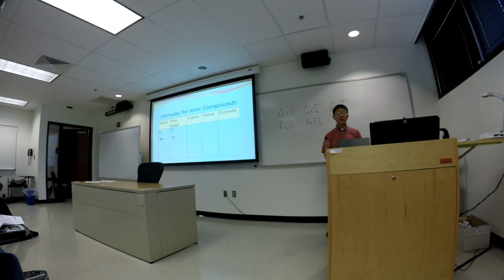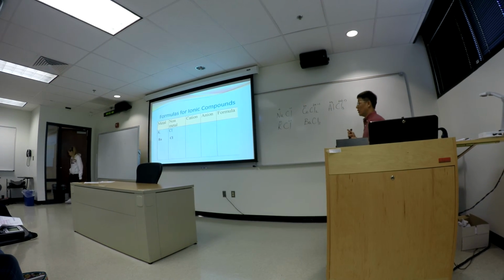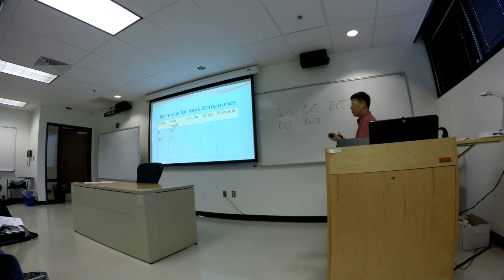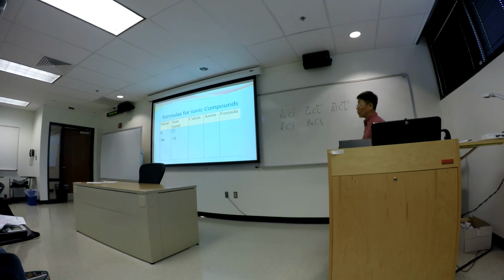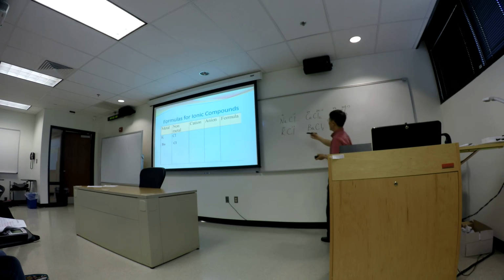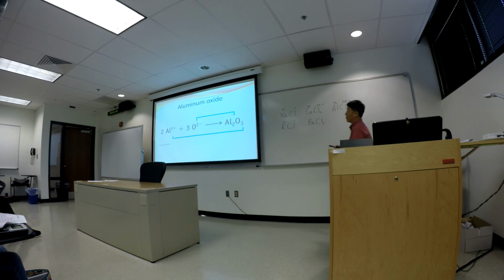Okay, this is something that we need you to get used to. When you learn a language, you first learn the alphabet. Once you learn the alphabet, you have to be able to come up with spellings, to spell out words. This is the correct spelling, the correct formula of the compound.